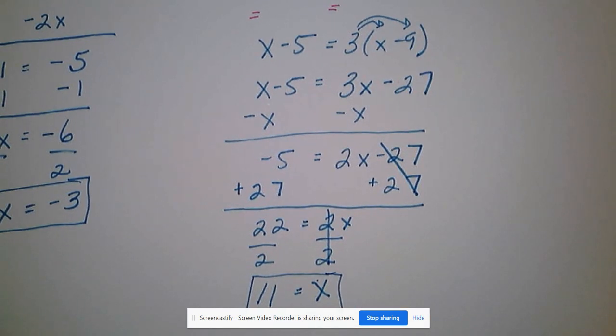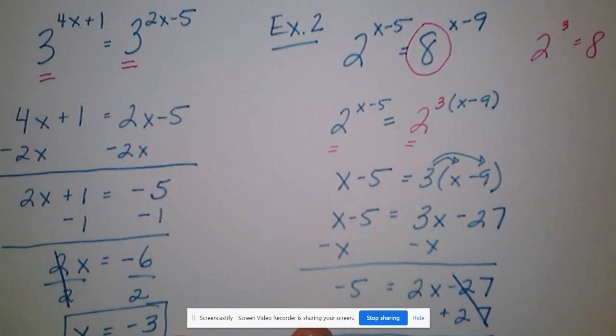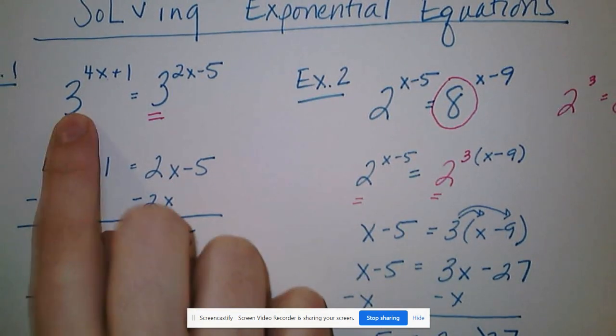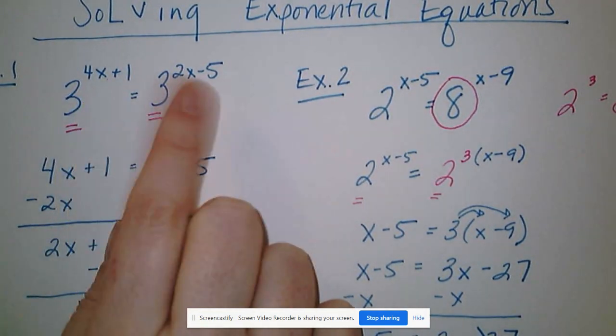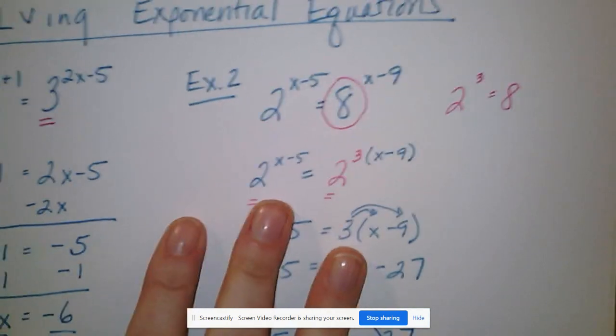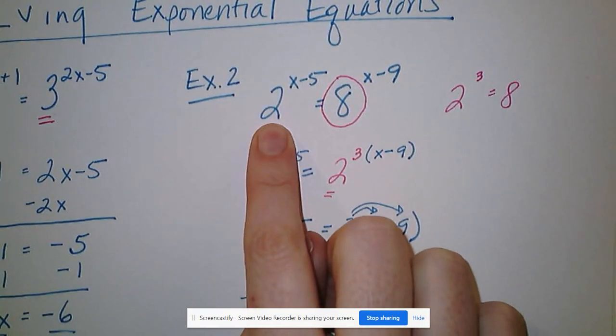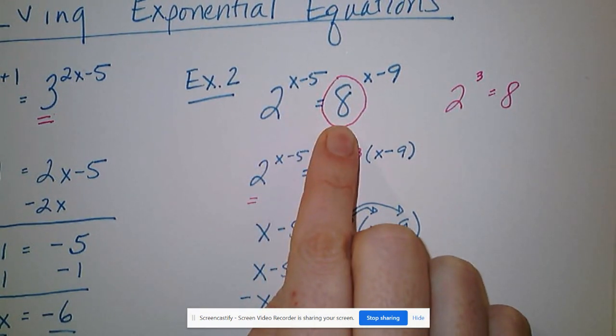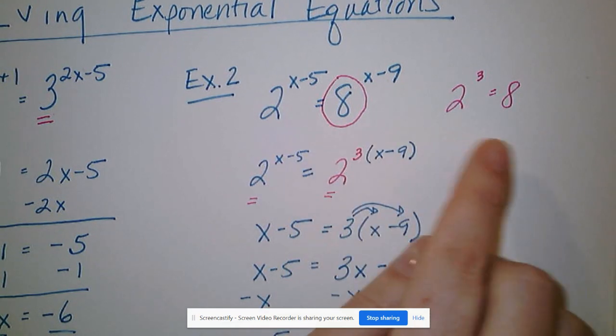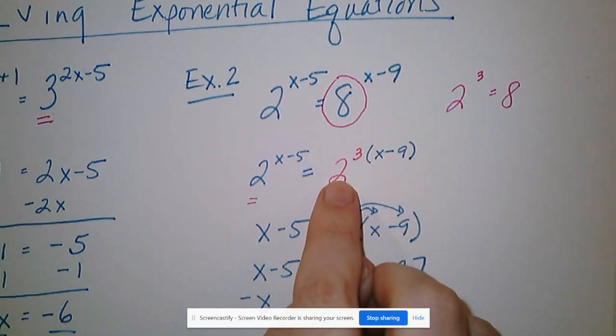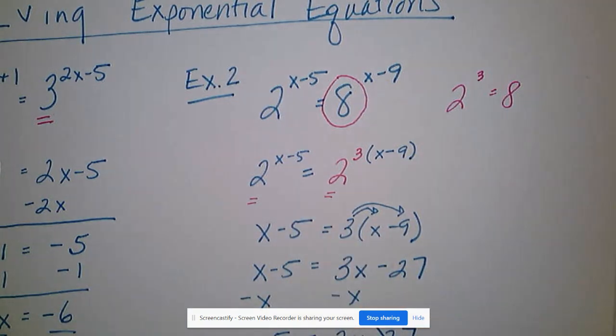So to recap, look for like bases. You need like bases. If they're there, great, set the exponents equal to each other. If they're not there, see if one of the numbers is a factor of the other. And then you can rewrite it with that base, and then you can set the exponents equal to each other.